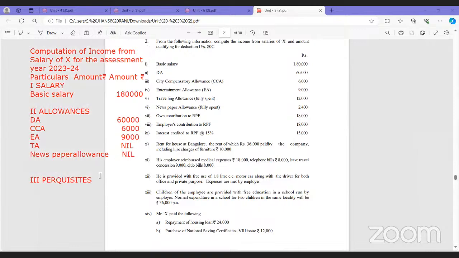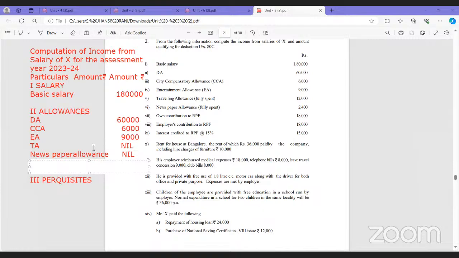Employer contribution to RPF. Employer means my owner. My boss is saving. So when my boss is saving, in that case, it is taxable. So how much is it taxable? We have a rule. Employer contribution to RPF should not be more than 12%.